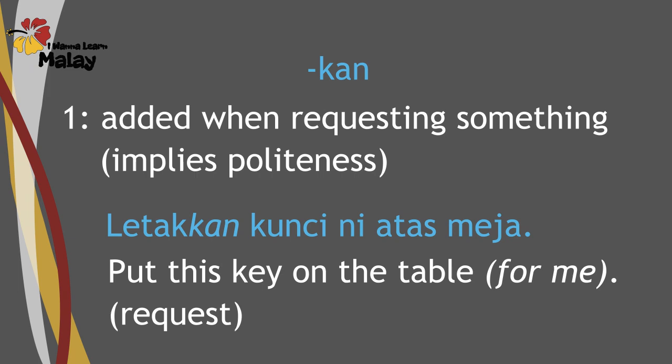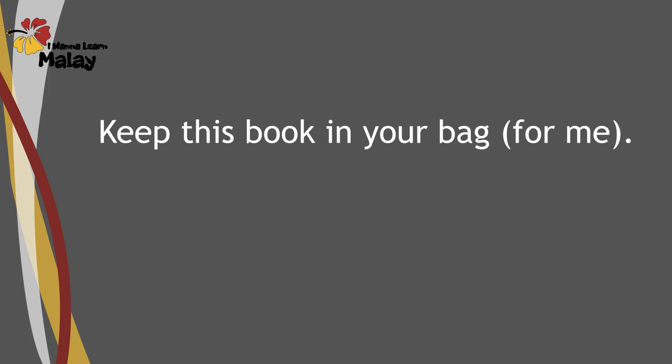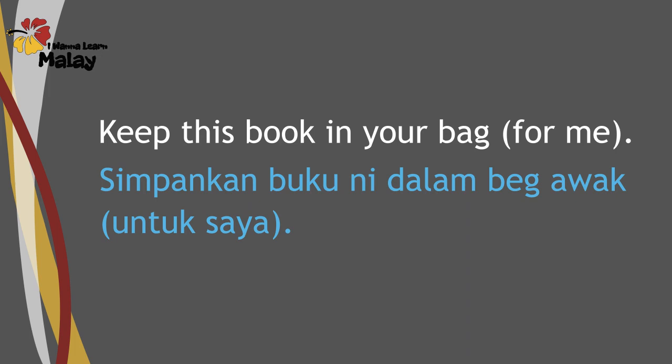So how do you say the sentence, keep this book in your bag for me? To keep in Malay is simpan. A book is buku. If you're requesting someone to keep the book on your behalf, the full sentence is simpankan buku ni dalam beg awak untuk saya. Or you can leave untuk saya at the back, because it implies that you're asking someone to keep the book on your behalf.